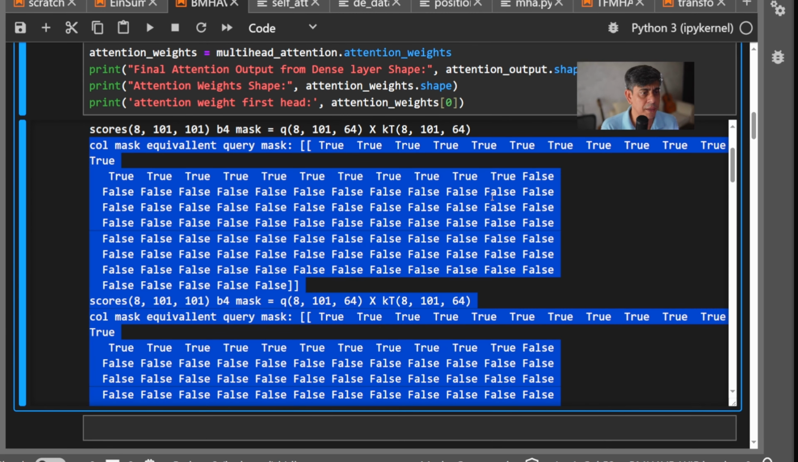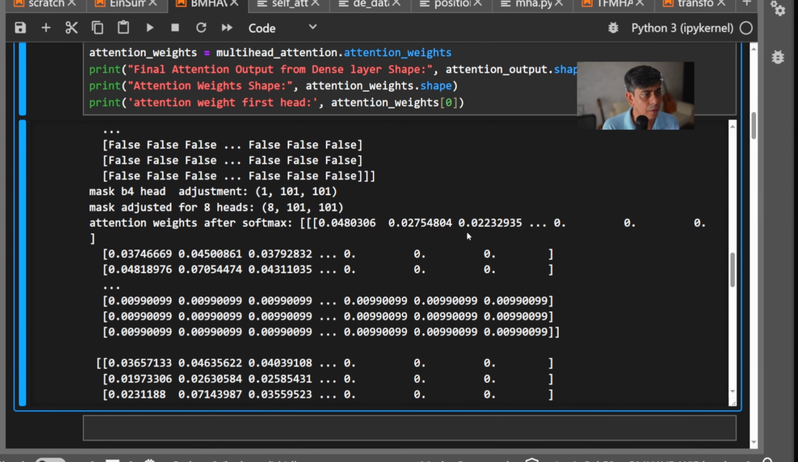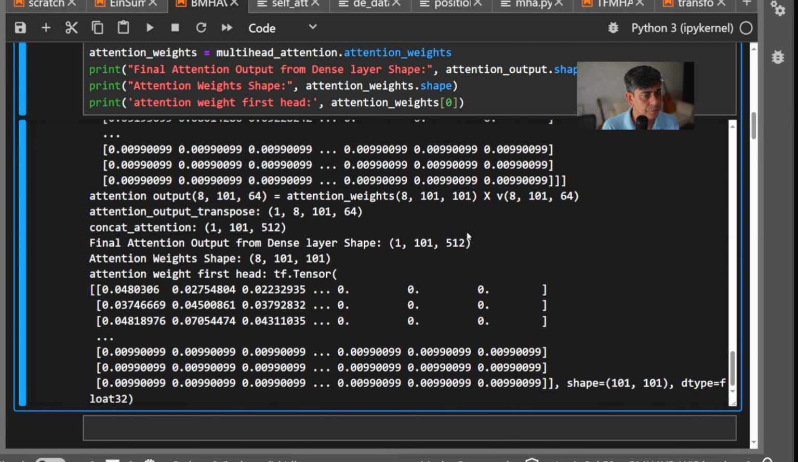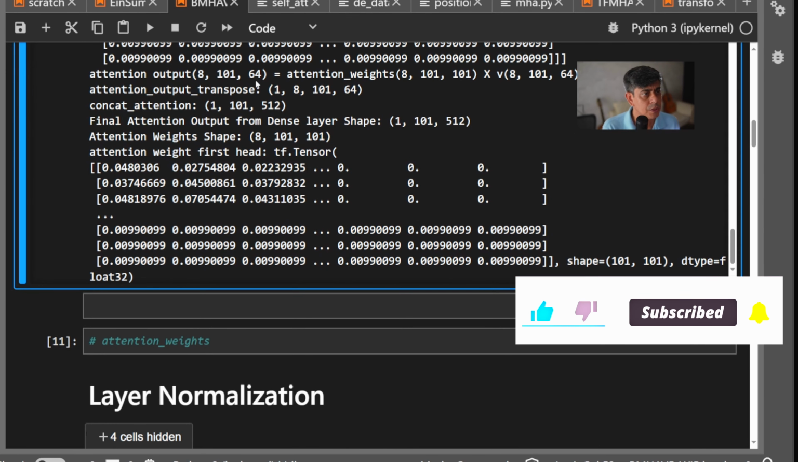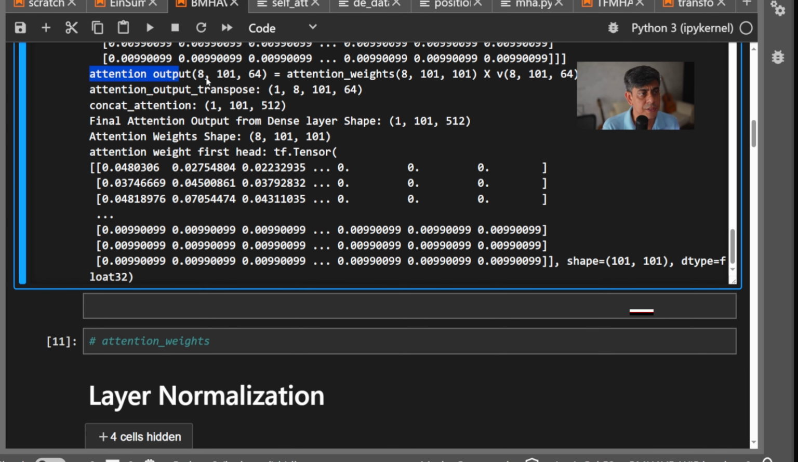Then finally, you come here and you see that basically here you are getting the attention output, which is 8 of 101 sequence by 64. So this we have to again concatenate, which is 8 of 64 will be concatenated to give you this 512.